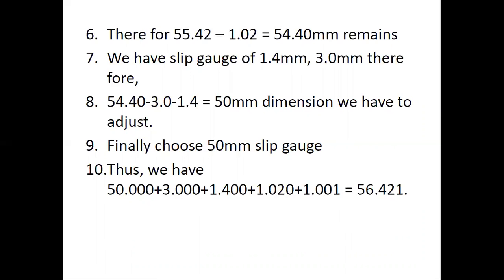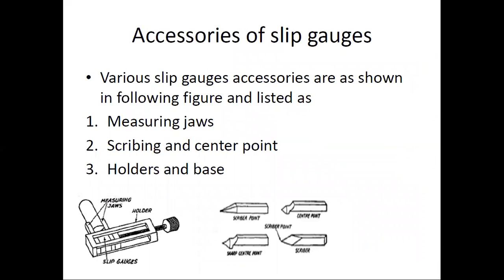Now, in today's lecture, we will see the accessories of slip gauges. Various slip gauge accessories are shown in the following figure. First is your measuring jaws, second one is your gripping and center point, and third one is your holder and base. So what is exactly meant by these accessories? These accessories are already provided in your slip gauge box or set of slip gauges. They are helpful for holding these slip gauges during the operation.